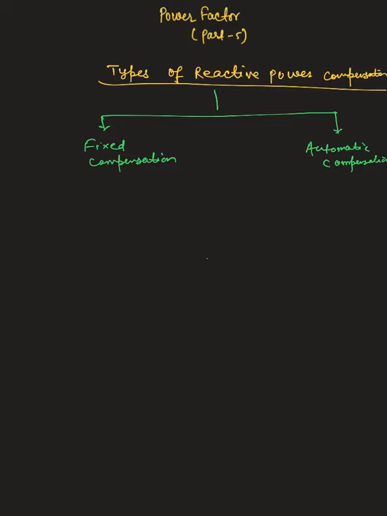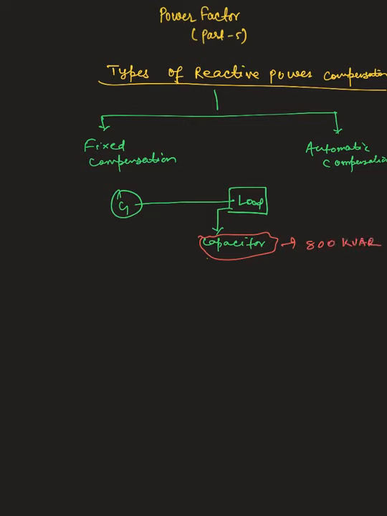We'll take a small example here. Suppose there is a load, and of course there is a grid here, and they are connected by a transmission line. What we are doing is adding a capacitor here. Now when you add a fixed capacitor, what do I mean by fixed? Let's say you add an 800 kVAR capacitor here, which is non-changing. We cannot change it, or if you have to change it, you have to do it manually. That is what we call fixed compensation. If the kVAR value is fixed, it is called fixed compensation.